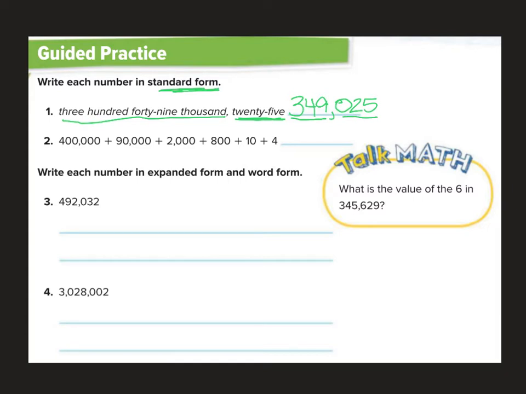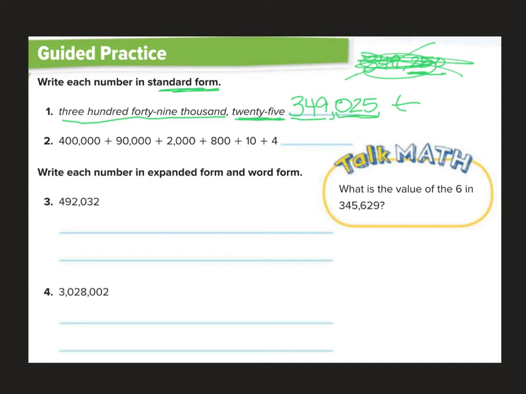Now we need to make sure that we have 3 digits before we put a comma, right? Sometimes kids get mixed up and they do 349,25. Well, that is not correct because I only have 2 digits. So then I need to put a 0 in. If I put a 0 in the wrong place, that makes 250. That's not 25. So this is incorrect. Do not write it this way. This is the way we'd write it.